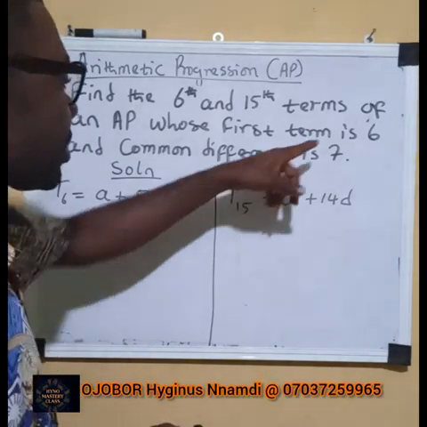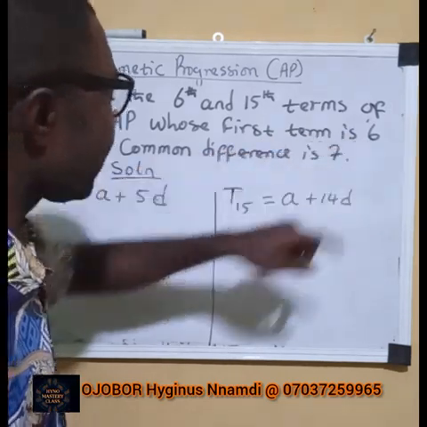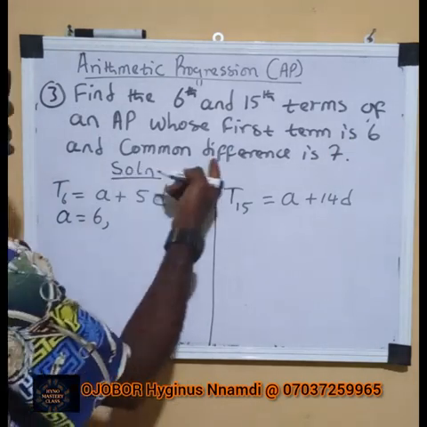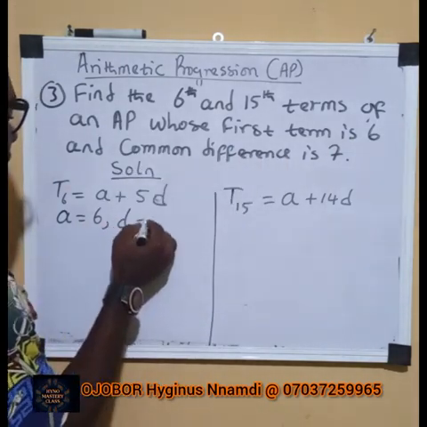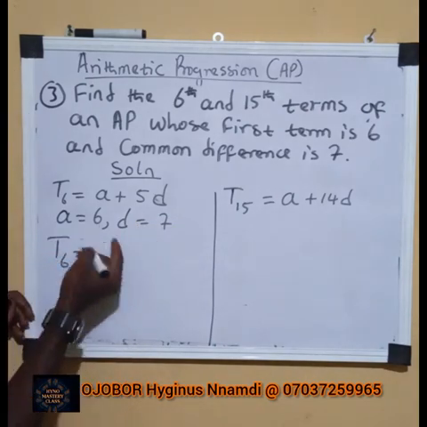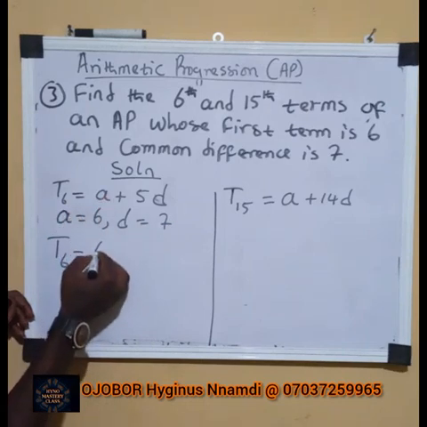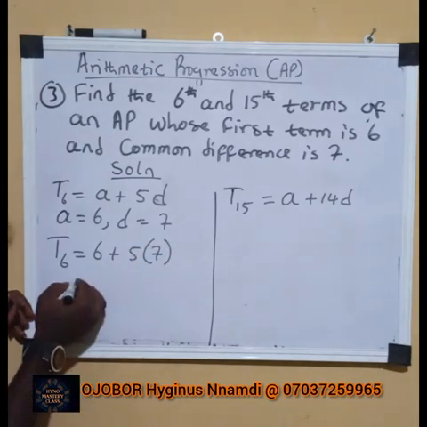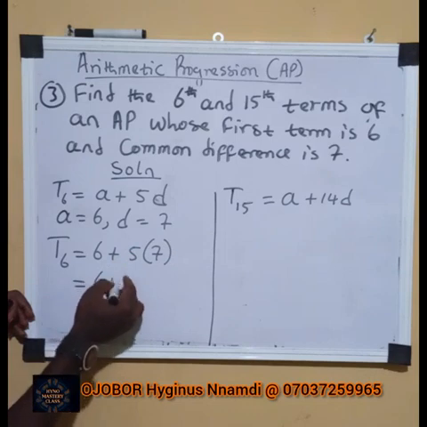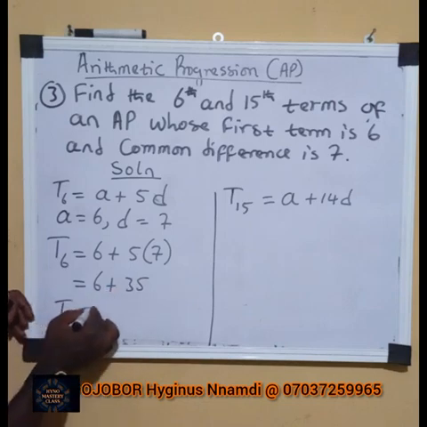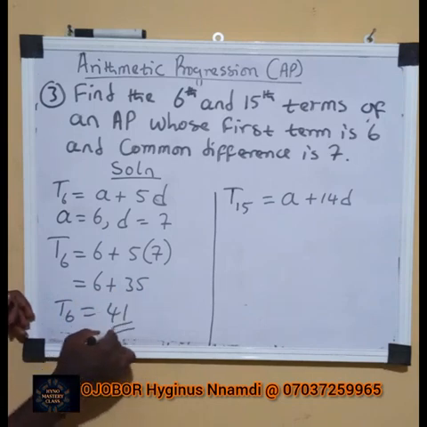So having known this, we are told that the first term is 6. That is, A is 6. And the common difference is 7. D is 7. So we can simply get the answer by substituting these values. The first term is 6 plus 5 times the common difference, 7. So we have 6 plus 5 times 7, which is 35. Then the 6th term is 6 plus 35, which gives us 41. So the 6th term is 41.